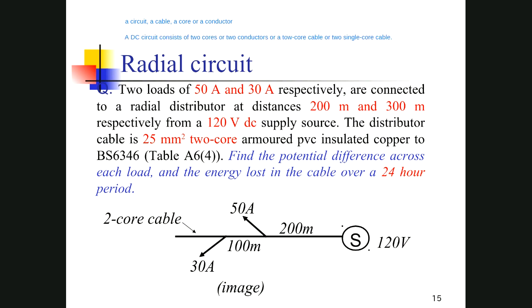So a DC circuit consists of two cores or two conductors, or we say a two-core cable or two single-core cables.